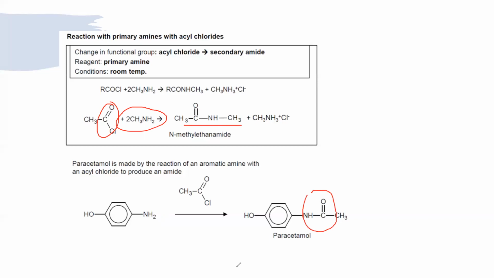Paracetamol is a common name. It's not the IUPAC name. So C double bonded with O and N is there, so it also contains an amide group. Any doubt in this? You don't have to learn the mechanism for this. You just have to learn the product which is formed by this reaction. Is it clear? Yes.